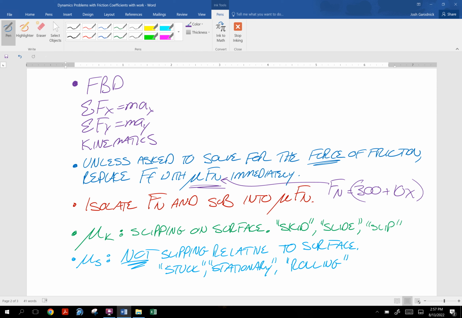Also, walking is a form of static friction. Yes, your body is in motion. Nobody cares about that. What we care about is the interaction of the two surfaces. Your feet are not slipping on the surface. Therefore, walking is static friction. Perhaps I just blew your mind.